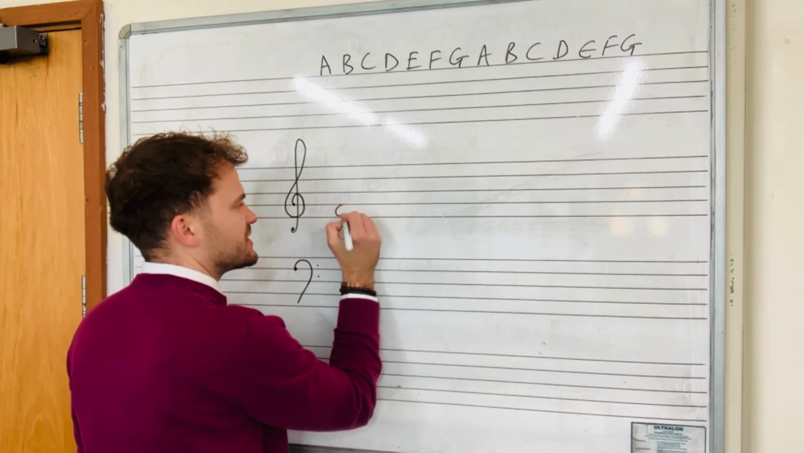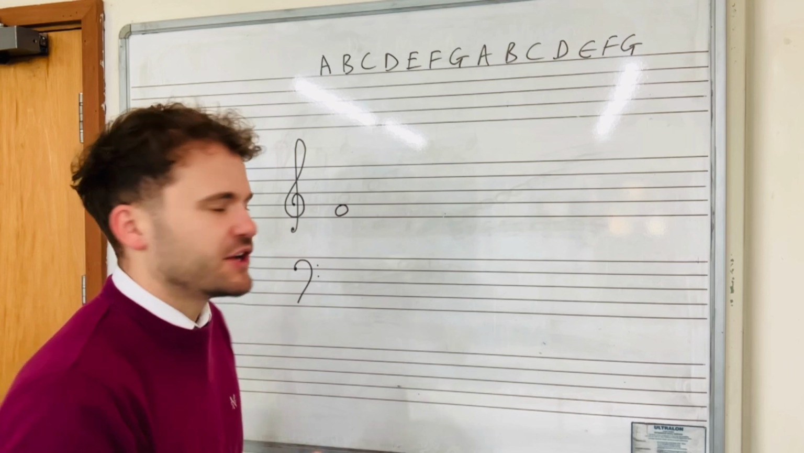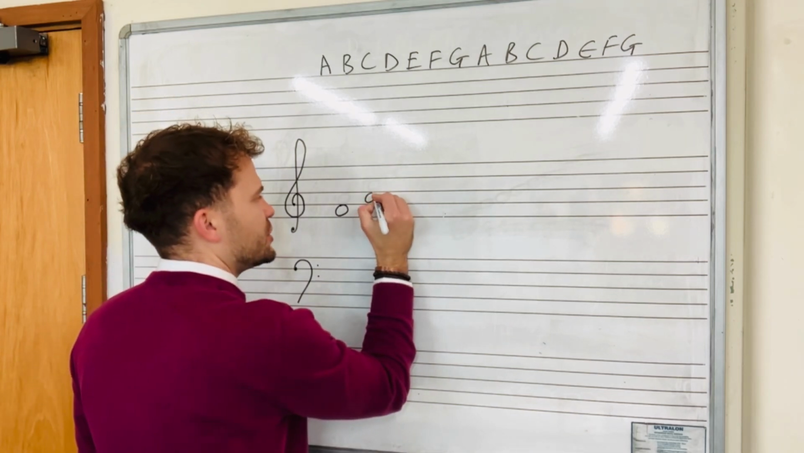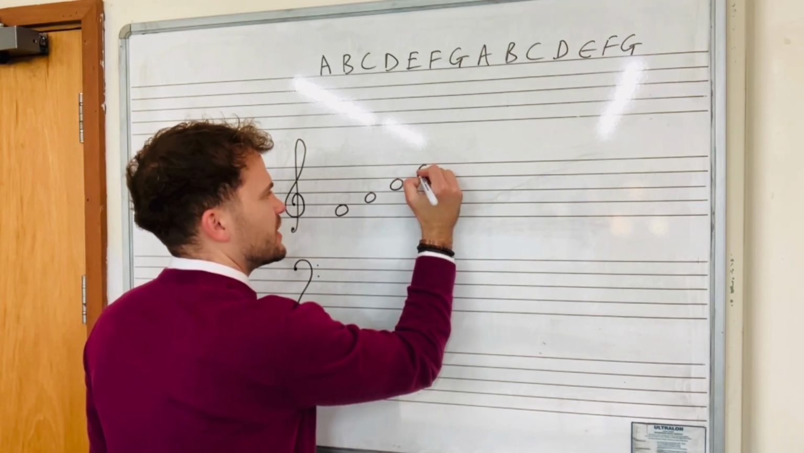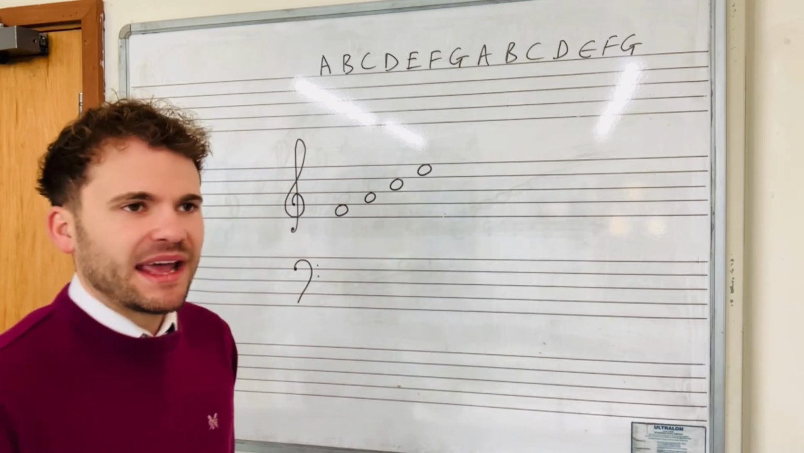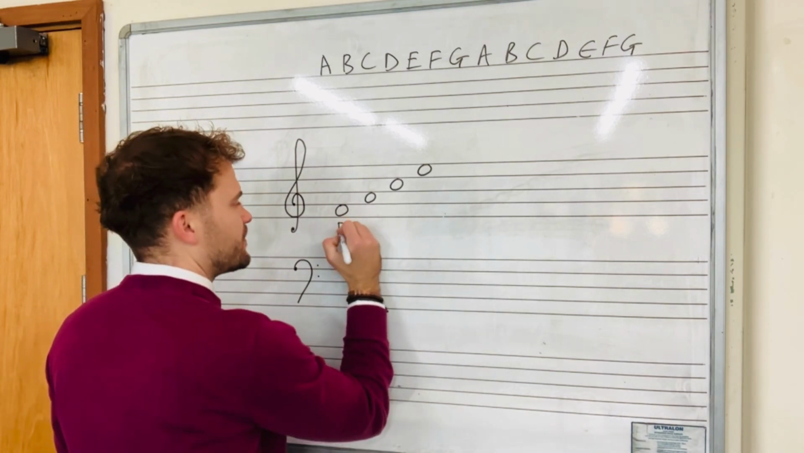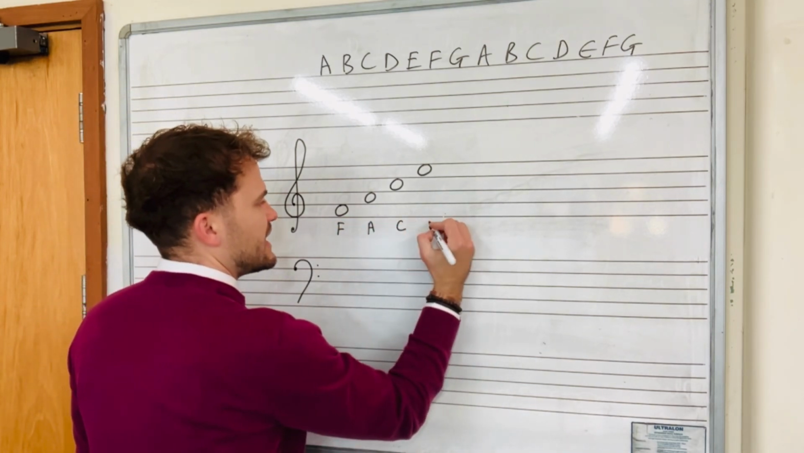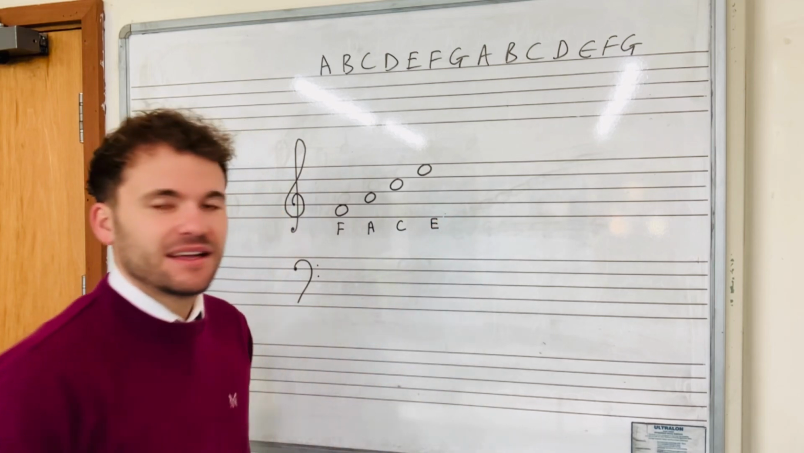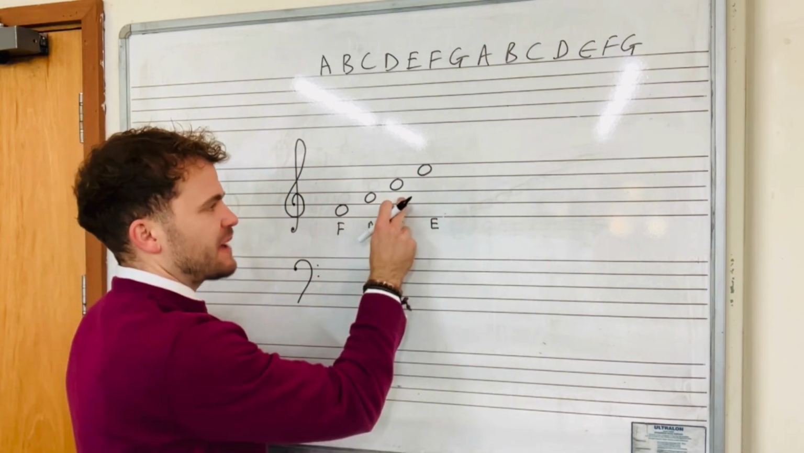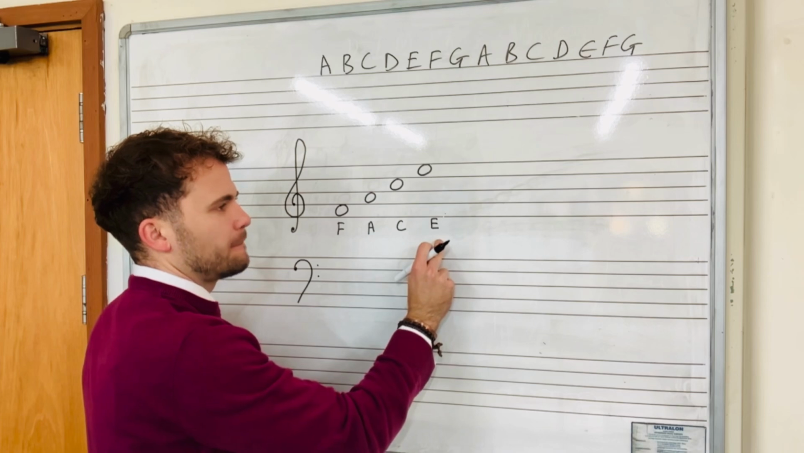So I'm going to use a semibreve to represent my notes today. I'm going to start with the notes which are in the spaces. So these notes in the spaces, we've got F, A, C, E. And handily, it rhymes, notes in the space spell face.